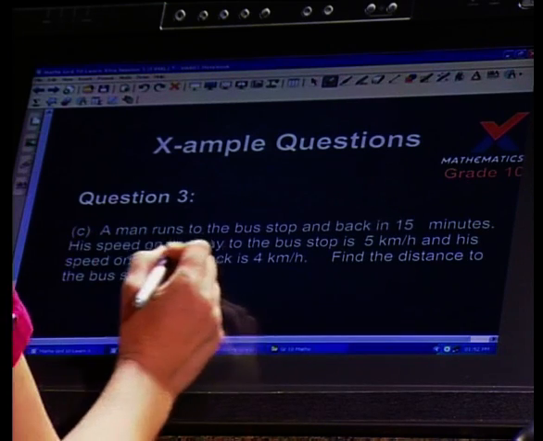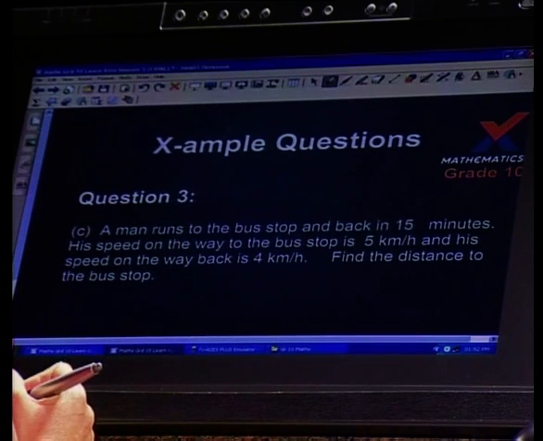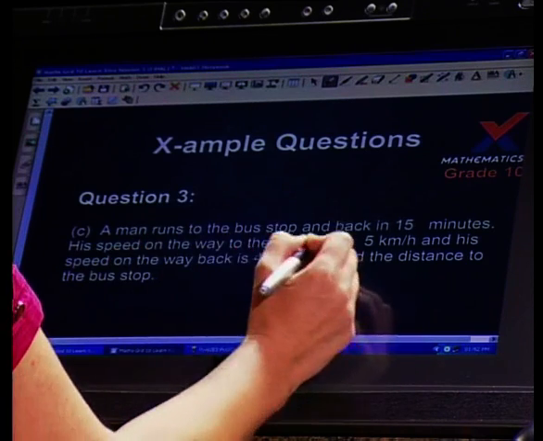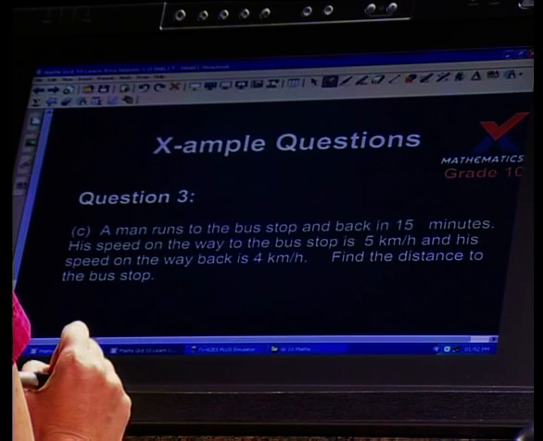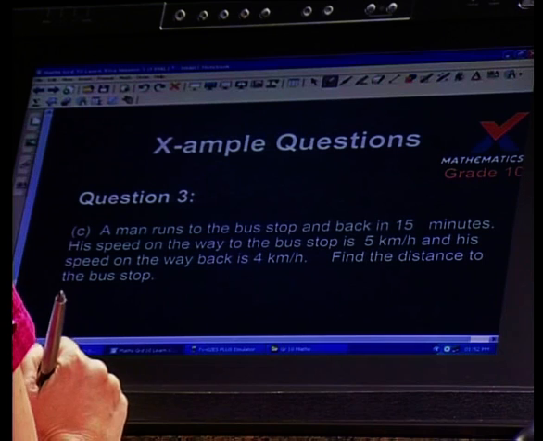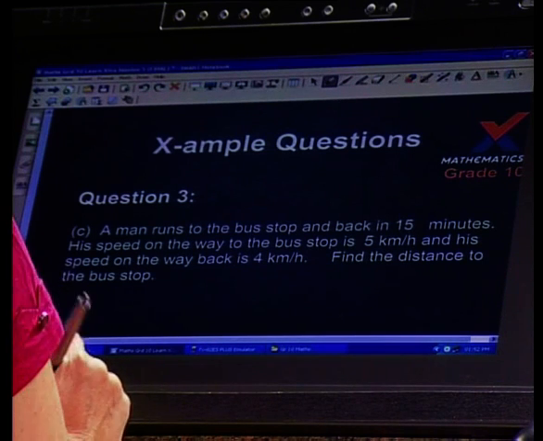Okay. A man runs to the bus stop and back in 15 minutes. His speed on the way to the bus stop is 5 kilometers an hour, and his speed on the way back is 4 kilometers an hour. Find the distance to the bus stop.